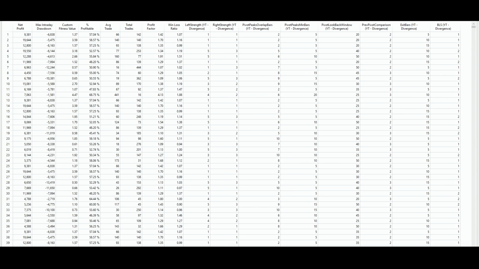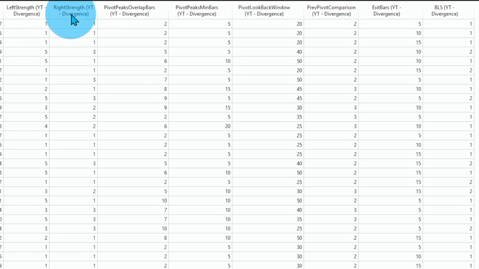Now, I also put the strategy on the British pound 4 hours to find more signals, because if you do this on daily, you will not find many signals. So I run an exhaustive optimization, which is 68,000 plus variations on the British pound futures 4 hours bar. And as you can see, I optimize the left strength, the right strength of the pivot, then the overlap between the price and oscillator pivots, and then the minimum bar between each two pivots, and then the look back period, and then the comparison to what other pivot in the same period. And then I have an exit number of bars.